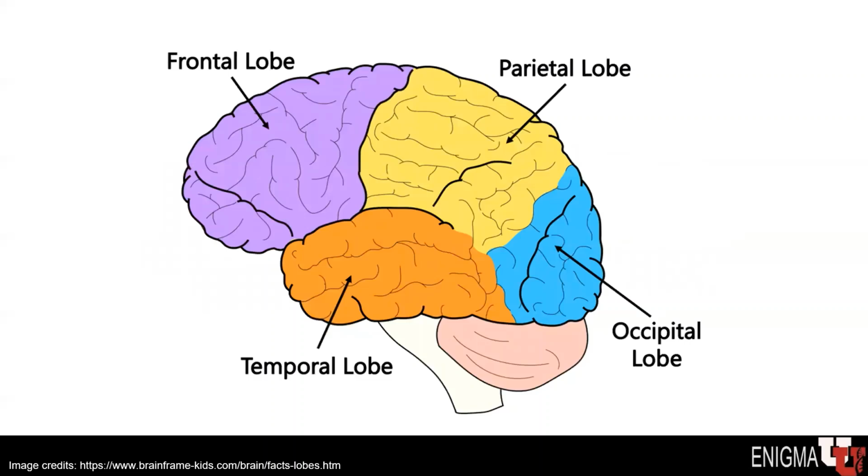Now, the forebrain can be further split into 4 sections called lobes. We have the frontal lobe here, the parietal lobe, the occipital lobe, and the temporal lobe. Each lobe roughly deals with different types of information, but the lobes will also work together and communicate with each other in order to process information.